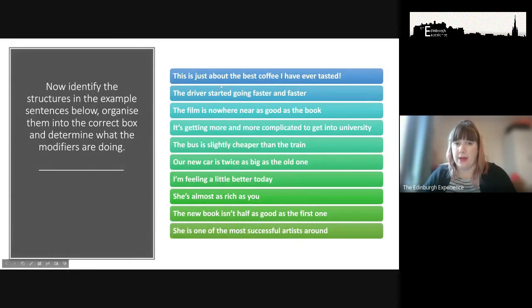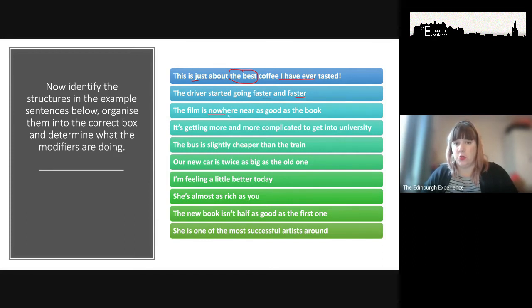We're going to think about which the structures are in these examples and where we would put them in our list. So just about, okay, just about, you'll see we're using that with a superlative. Very often that structure is used with I have ever. Okay, you'll see a lot with that structure. The driver started going faster and faster. Okay, so that's another one of these repeated comparative structures.